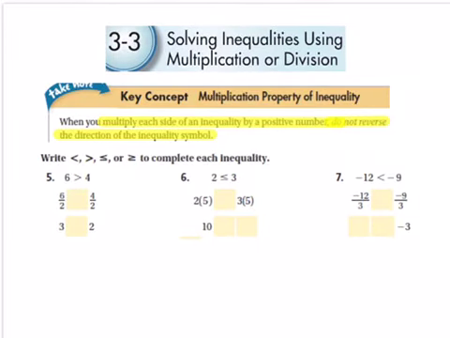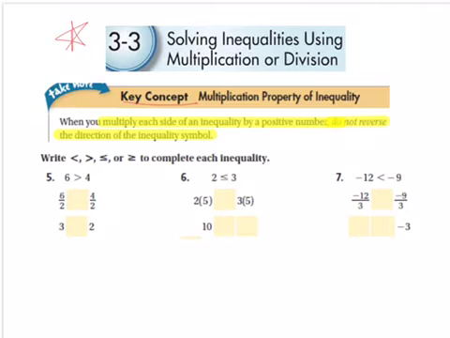Okay, so we're going to move into 3-3, which is solving inequalities using multiplication or division. The key concept of this lesson is multiplication property of inequality, which basically says when you multiply each side of an inequality by a positive number, do not reverse the direction of the inequality sign.